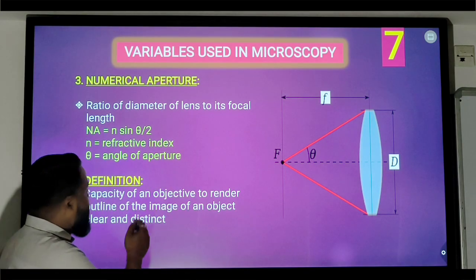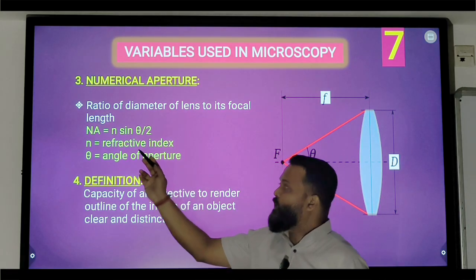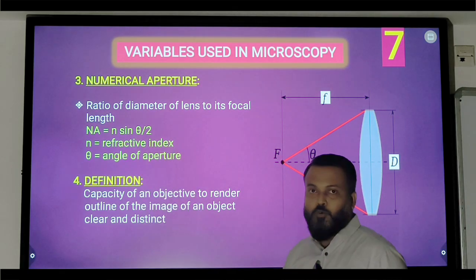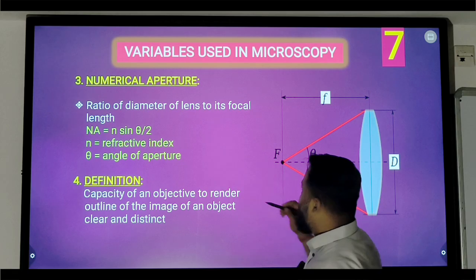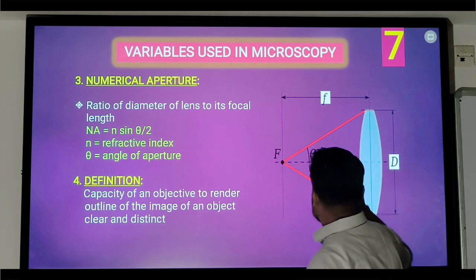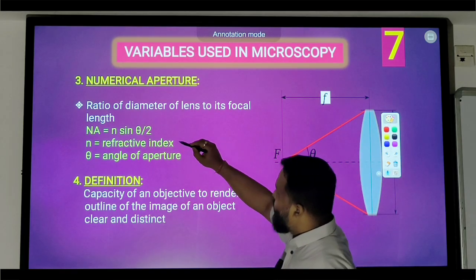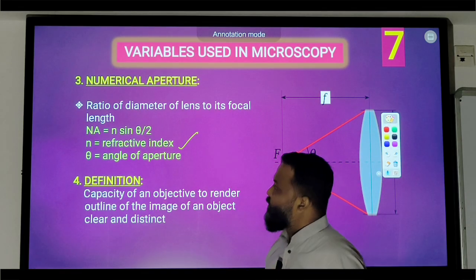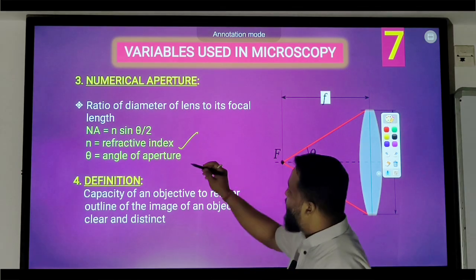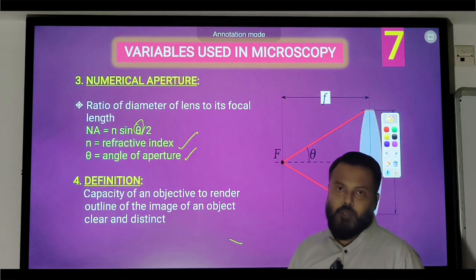Now mathematically it is expressed as NA is equal to n sin theta by 2, where n is your refractive index, and this theta is your angle of aperture.